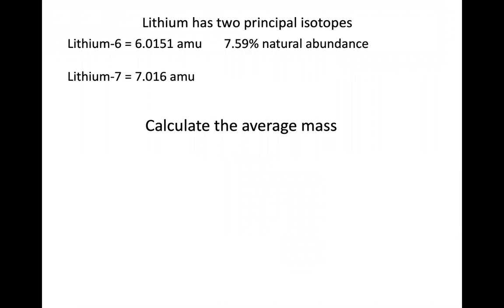Lithium has two principal isotopes. There's lithium 6 with a mass of 6.0151, and that's 7.59% of what you find. The other is lithium 7, and the mass is 7.016.